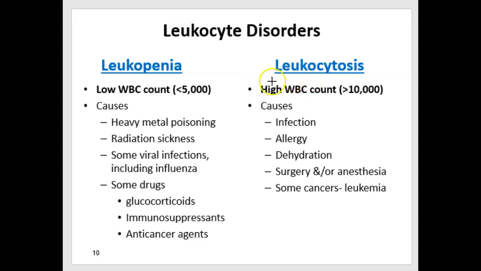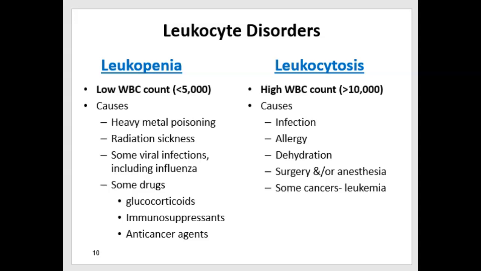Leukocytosis, on the other hand, a high white blood cell count, is usually caused by the presence of an infection, sometimes due to allergy, sometimes due to dehydration, but that just means the plasma level is down, the water level is down. So that just amplifies the proportion of cells in a volume of blood. Anesthesia, surgery, and some cancers also increase a white blood cell count. So when you have damage in your body, white blood cell counts go up.